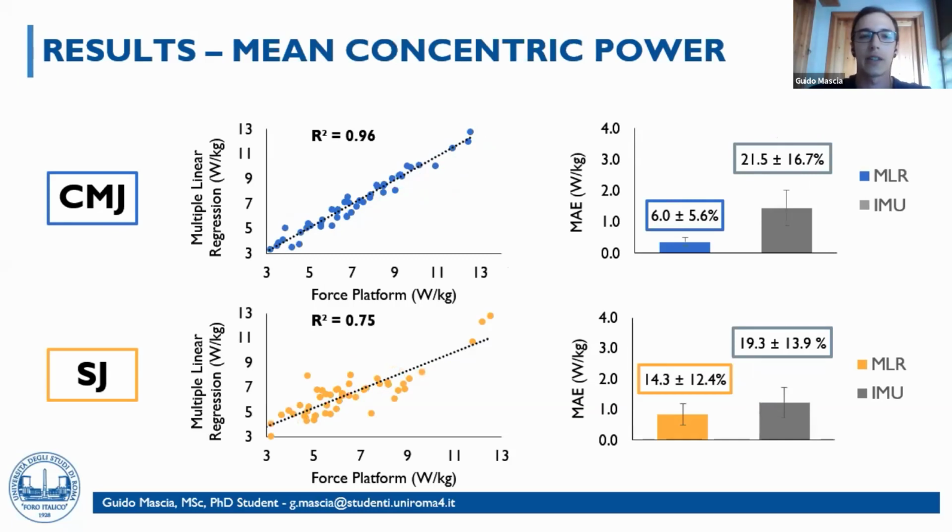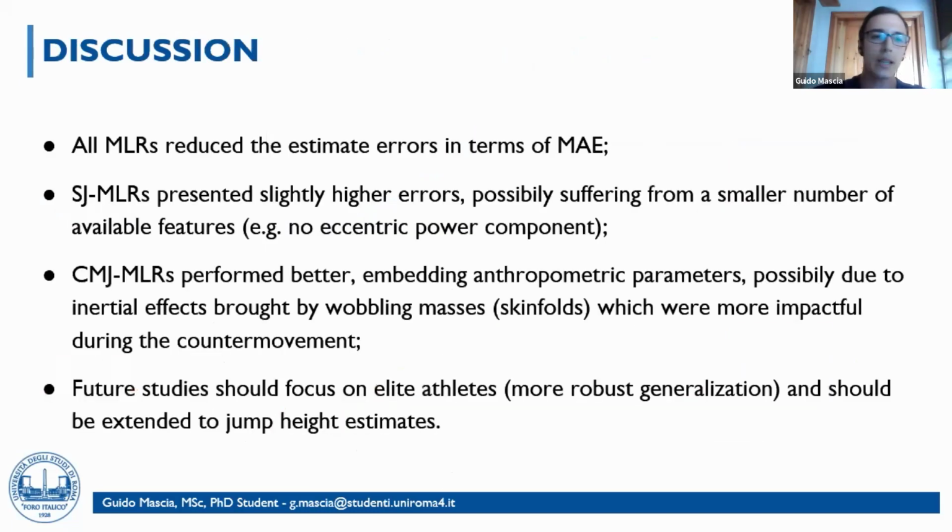Accordingly, these are the regressive model results for mean concentric power. And interestingly, the overall best model was obtained for countermovement jumps in this scenario, diminishing the error from about 15% down to 6% with respect to the overall value of the force platform data. Finally, to a lesser extent, the SJ regressive model for such variable improved the IMU estimates too, lowering the error by about 5%. So finally, in general, all the regressive models reduce the estimate errors in terms of mean absolute errors.